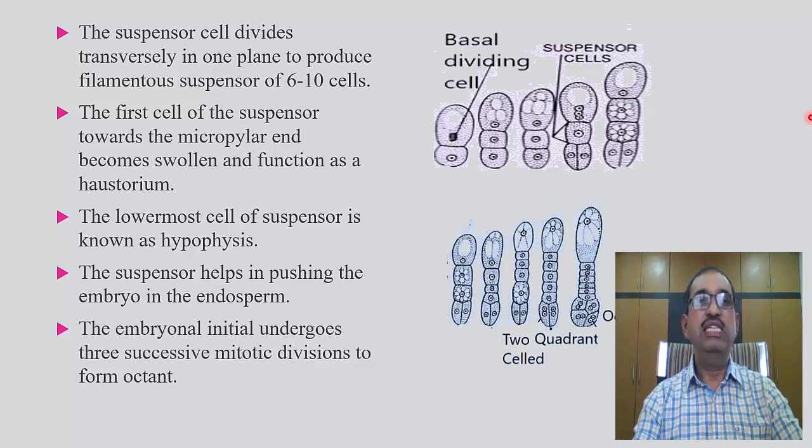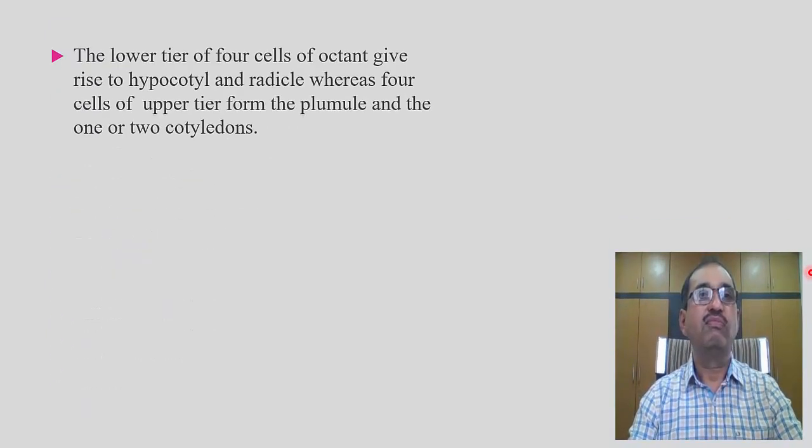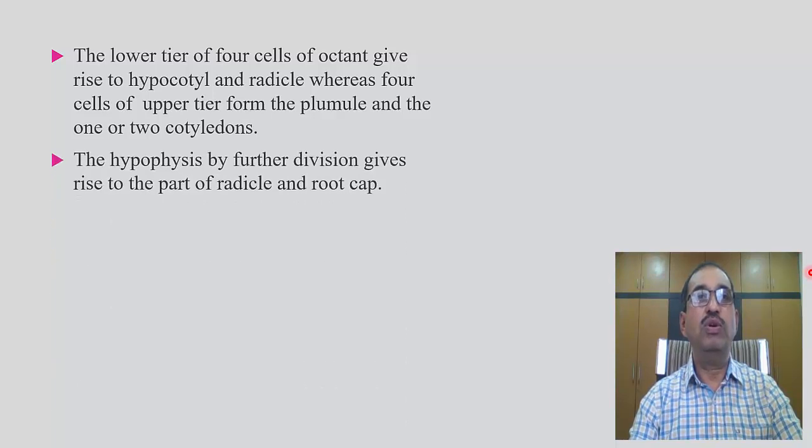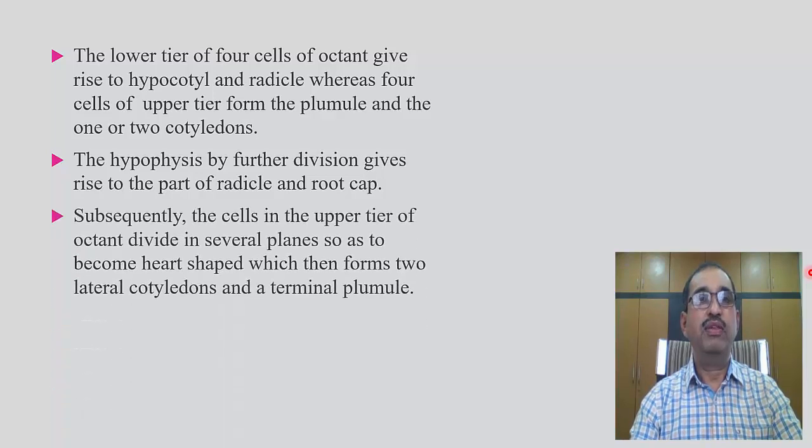The embryonal initial undergoes three successive mitotic divisions to form a group of 8 cells which is called octant. The lower tier of 4 cells of the octant gives rise to hypocotyl and radicle, whereas the 4 cells of the upper tier form the plumule and one or two cotyledons. The hypophysis by further division gives rise to part of the radicle and root cap.